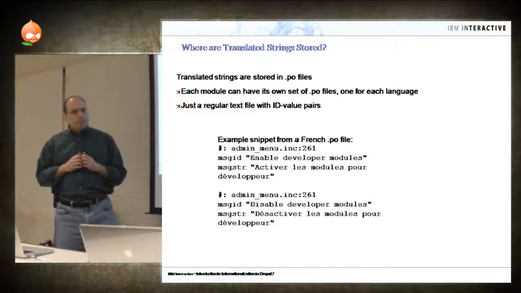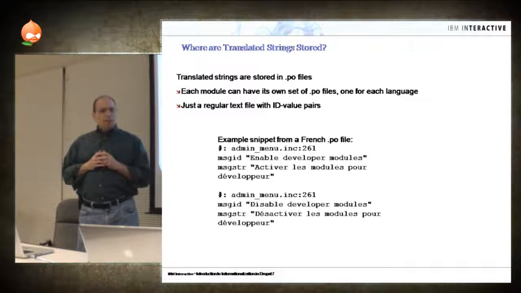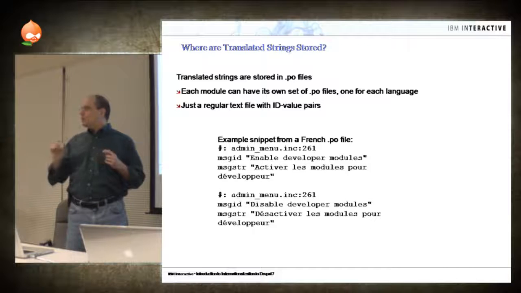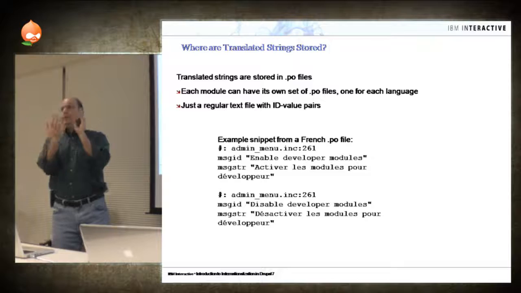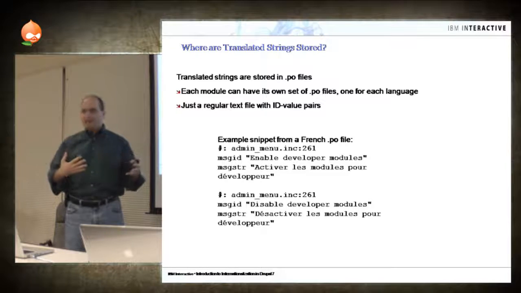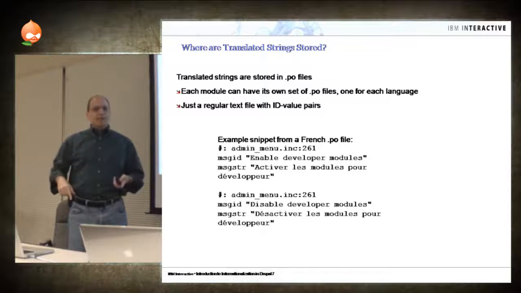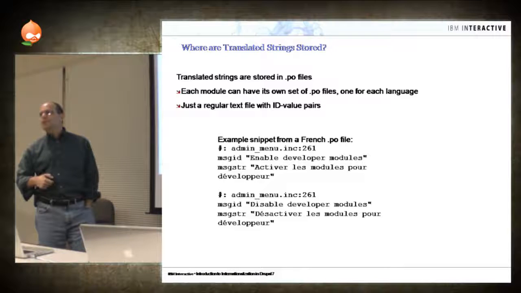All right. So a little bit more about the PO files. Again, each module can have its own set of PO files, typically one per language. So the Views module might have French.po, Spanish.po, etc. The inside of a PO file looks something like this. Very simple. It's just a flat text file with a set of name-value pairs: an English string that module developers wrote, and a translated string of what that means.